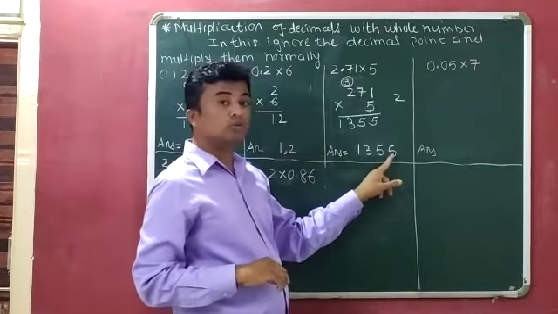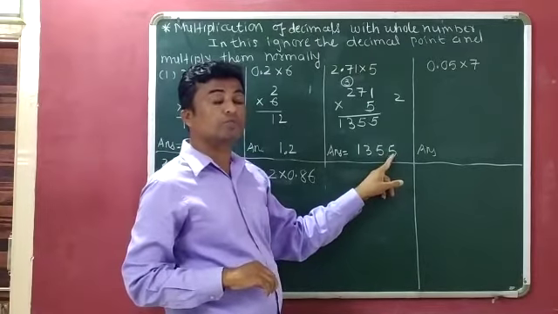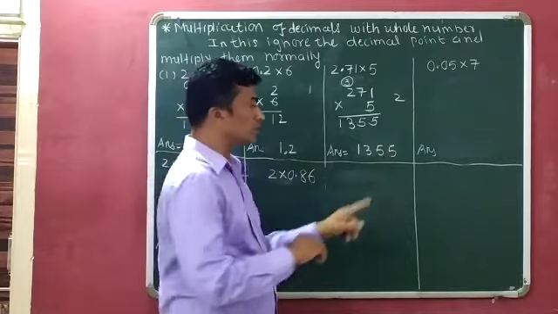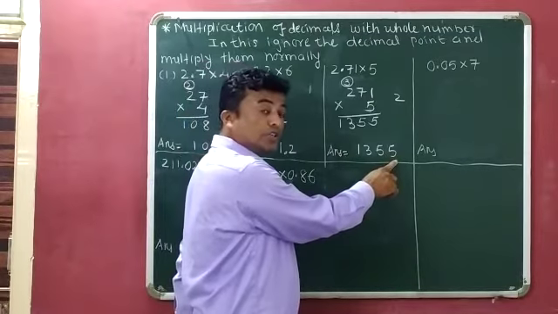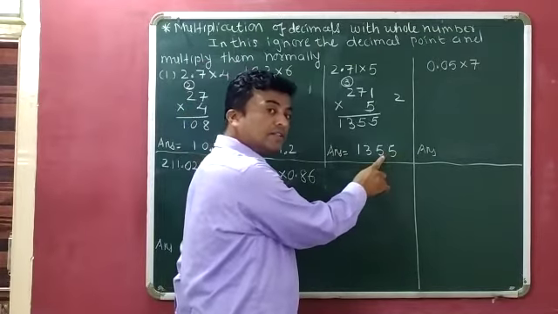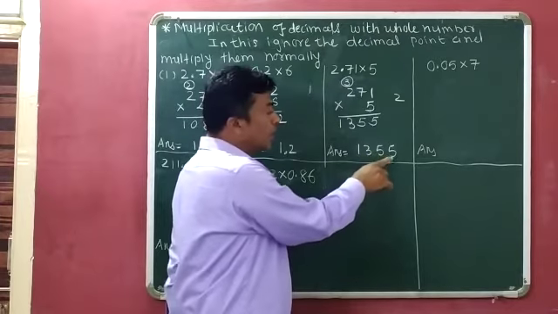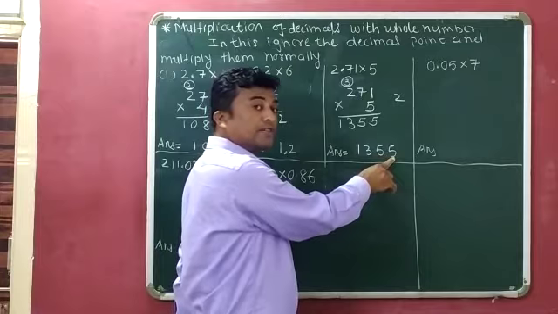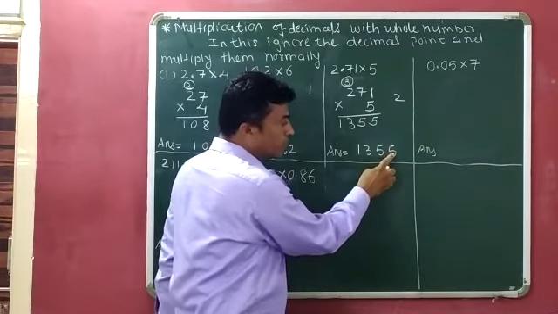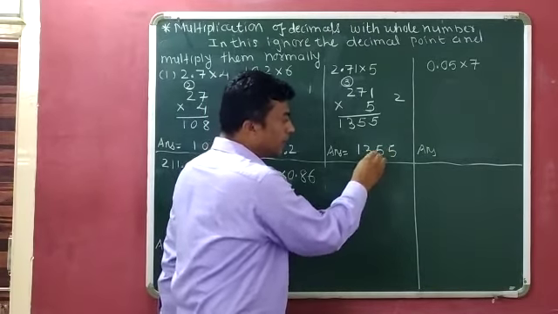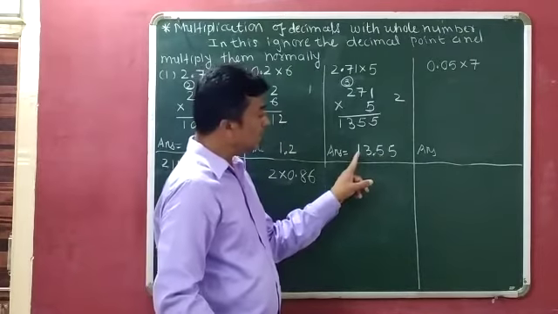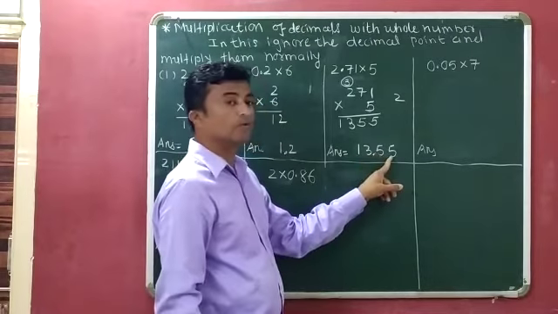So we can count 2 digits from right hand side in the answer, and then we can write the decimal point. Now I will count 2 digits from right hand side in the answer. So see 1 and 2, and then we can write the decimal point. So the final answer is 13.55.